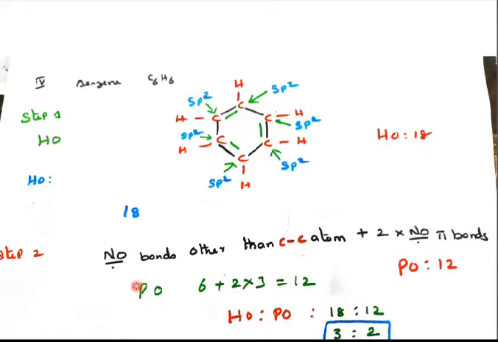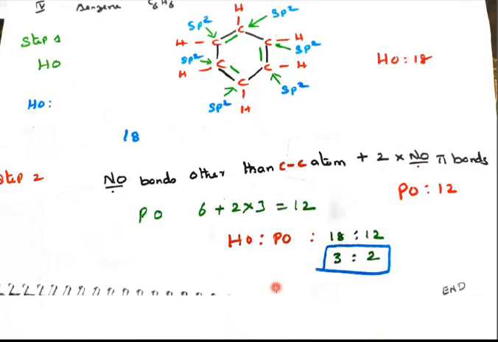Now let us see the pure orbitals. The number of bonds other than carbon-carbon means CH bonds: 1, 2, 3, 4, 5, 6. So 6 plus 2 into the number of pi bonds: 1, 2, 3, 3 pi bonds. 2 into 3, 6, plus 6, 12. So the pure orbitals are 12. So here 18 is to 12, so 3 is to 2. Thanks for watching, students.